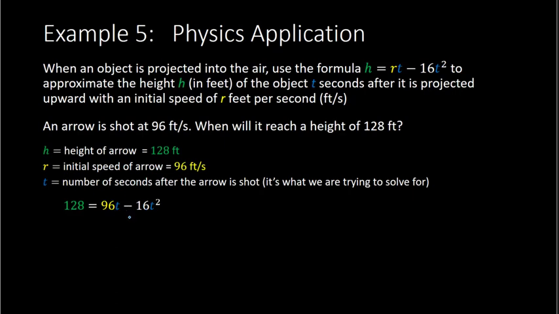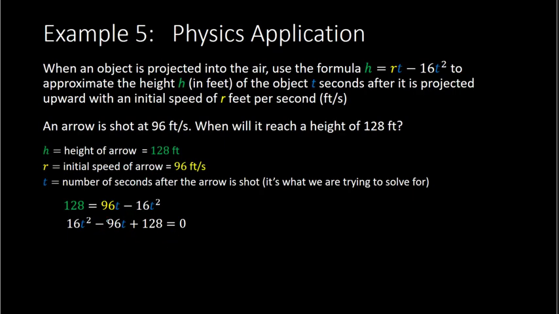We can do that by adding 16t squared and subtracting 96t from both sides. On the right side, this will all cancel. That gives me 0. On the left side, I will have the 16t squared, then the minus 96t, and then a positive 128. So that's all equal to 0. So I just moved everything to the left side by subtracting the 96t, then adding the 16t squared. So here's my equation, and I now need to solve this.